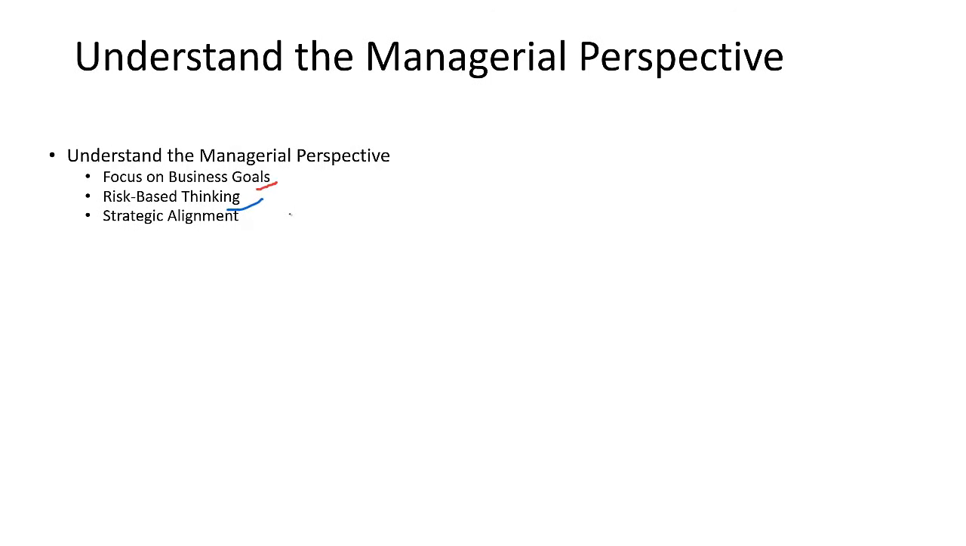Let's say for example, you're dealing with multiple incidents with limited resources. How do you handle that? You'll first do an impact analysis or risk assessment to prioritize what is important and what is not. The third important thing we call strategic alignment.